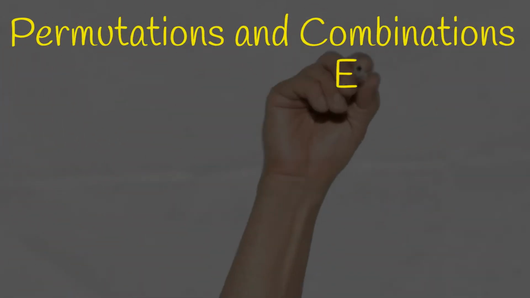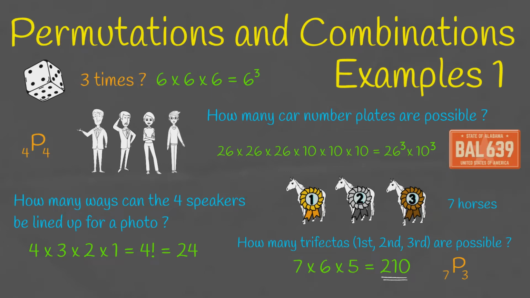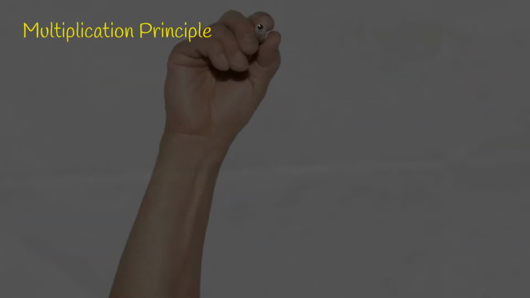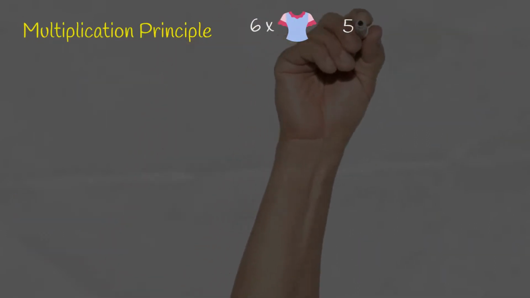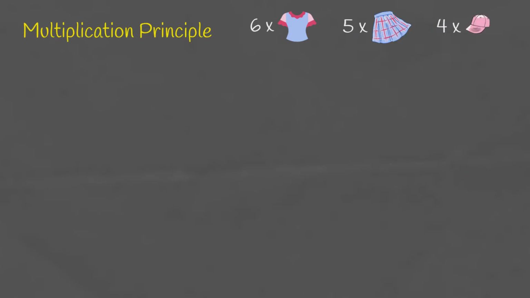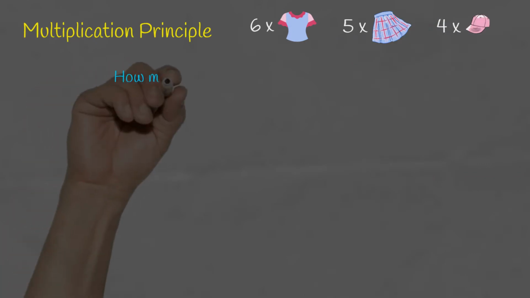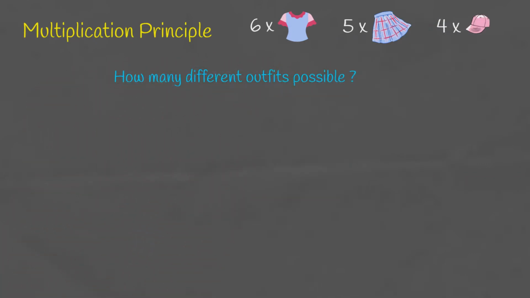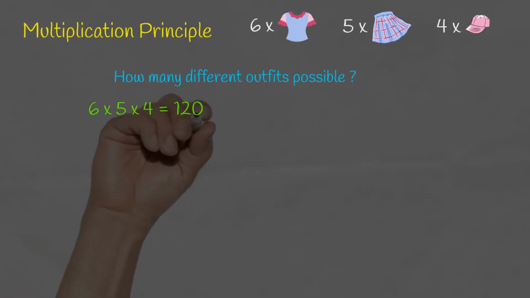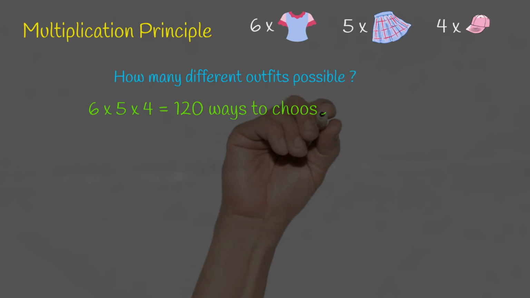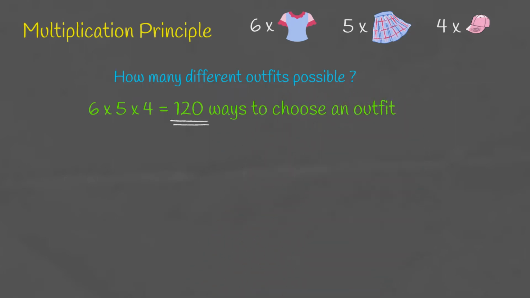This is the first example video for permutations and combinations, although we're just going to concentrate on permutations in this video using the multiplication principle. In the first example, a teenager has 6 tops, 5 skirts and 4 hats. How many different outfits can they make with this wardrobe? Well, there are 6 times 5 times 4 possible ways to choose an outfit, so the answer is 120.